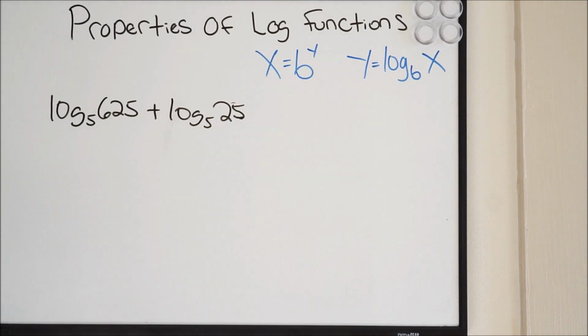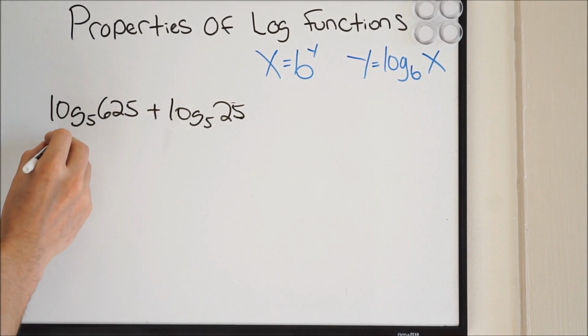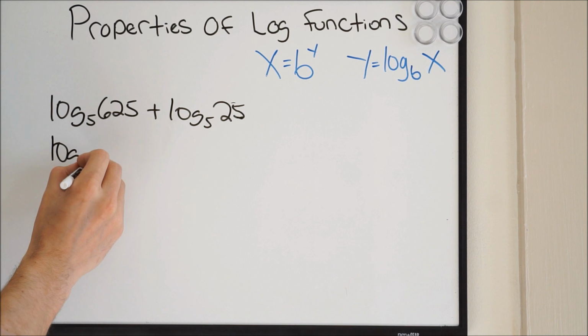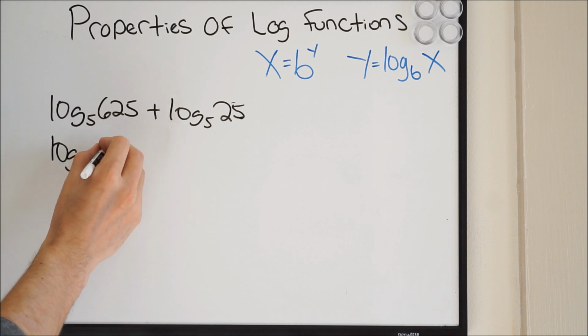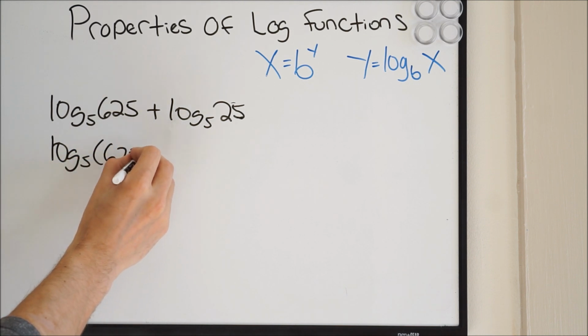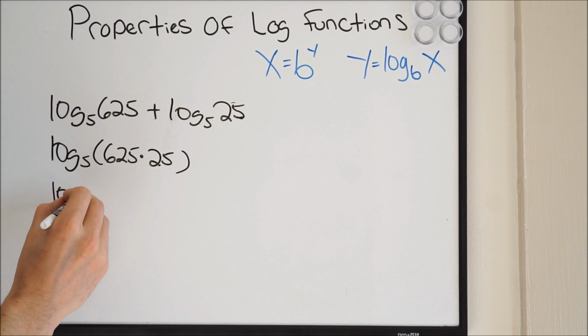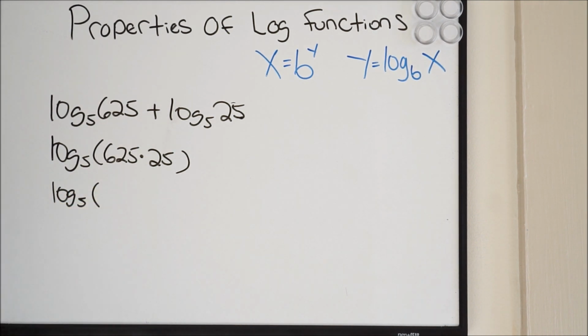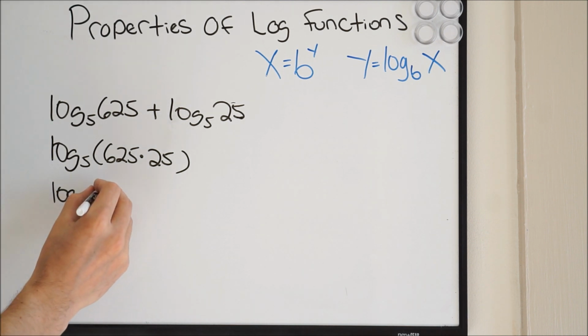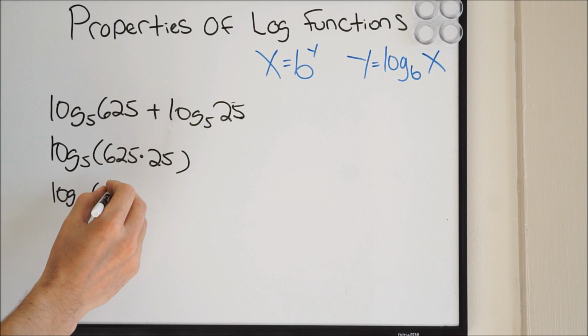So I can rewrite this as log base 5, and this will be 625 times 25. Going a little bit further, we get log base 5. And let's use our calculator here. 25 times 625 is going to be 15,625.